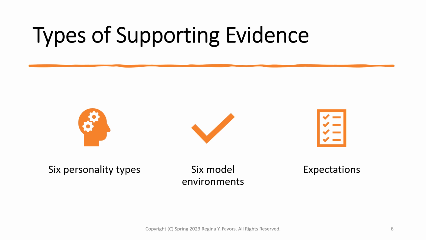So then he gets into types of supporting evidence, but they are, of course, within the work framed differently, sectioned off with subheaders. But we can look at it and pull from that information that in order for him to support what he's trying to accomplish, he's looking at 6 personality types, 6 model environments, and then expectations. So the 6 personality types refers to the psychological interpretation. The 6 model environments, which are the academic majors, refers to the sociological interpretation of Holland's theory. And then, of course, expectations.